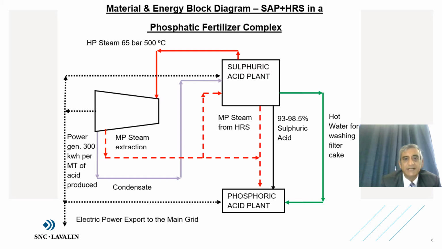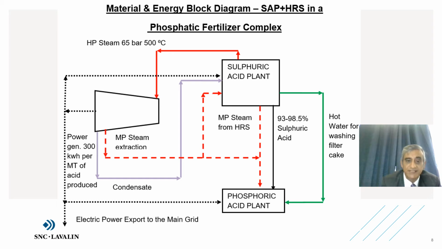Here is a material and energy block diagram for a sulfuric acid plant with HRS in a phosphatic fertilizer complex. High pressure steam at 65 bar 500 degrees C is generated in the acid plant and taken to the turbo generator for power generation. Some amount of medium pressure steam from HRS is also generated. This, along with a small amount of medium pressure steam extracted from the turbo generator, is combined and used internally within the plant for sulfur melting, deaeration, etc., as well as in the phosphoric acid plant for increasing the concentration of phosphoric acid.